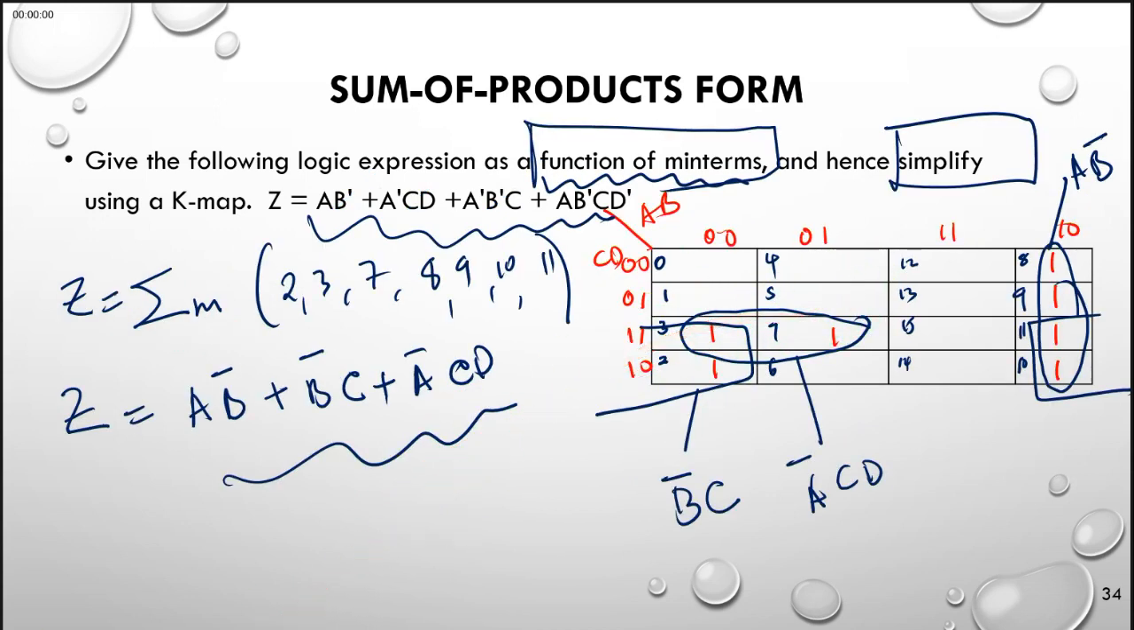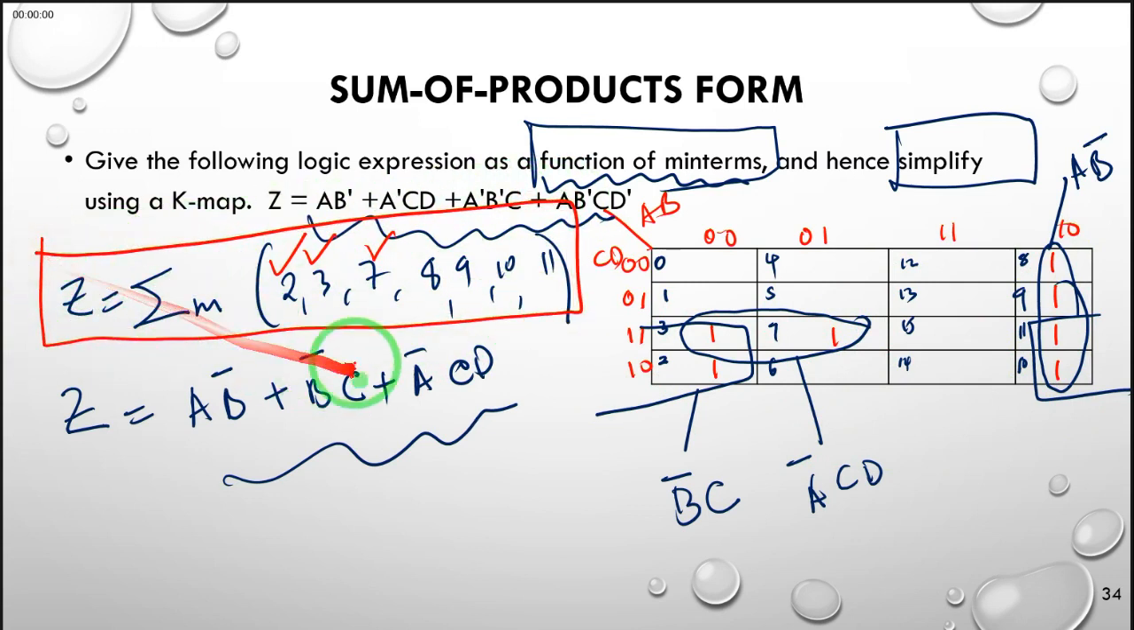So since we know the cell numbers, we pick the cell numbers that have values of 1, and we order them numerically. So we start with 2, 3, 7, and these other 4, 8, 9, 10, 11. Therefore, we can express Z in terms of mean terms, which is the sum of mean terms m, small m, 2, 3, 7, 8, 9, 10, 11.